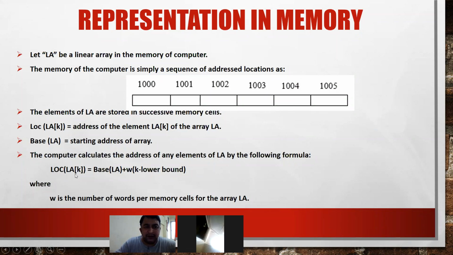So now location of LA of 4 equals the base address, that is 1000, plus W, which is the word size. Word size here, if you see, the byte size is 1 byte. So 1 multiplied by K, which is 4: 0, 1, 2, 3, 4. So K equals 4, minus lower bound, which equals 0. So 4 minus 0, that is 4. 4 into W, that is 1, gives 4. 4 plus base address 1000 gives 1004. That is the location of the linear array at the fourth index. So this is a simple way to find out the address of a particular element in the array.